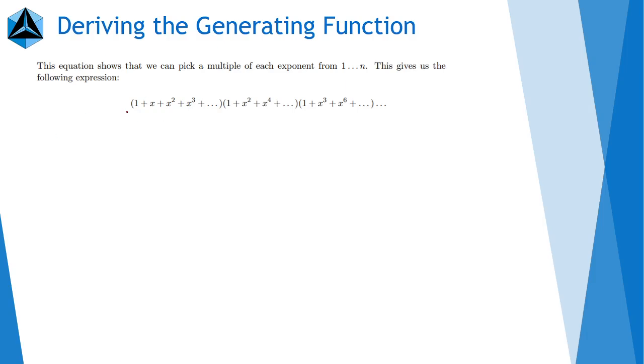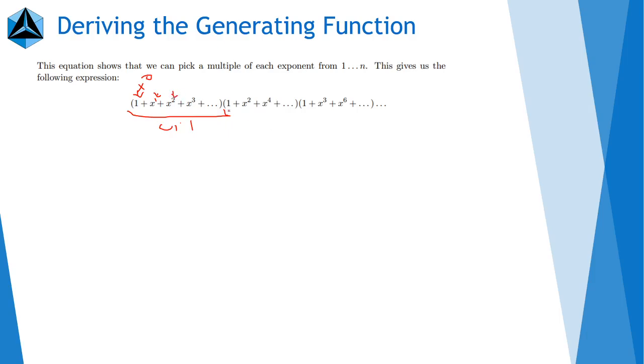In this group right here, this is the c1 times 1 group. We are picking a certain number of 1s. This corresponds to x to the 0, which means we're picking 0 1s. This corresponds to x to the first, which means we're picking 1 one. This corresponds to x squared, which means we're picking 2 1s, and so on.